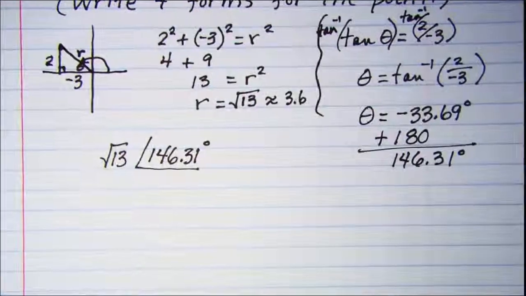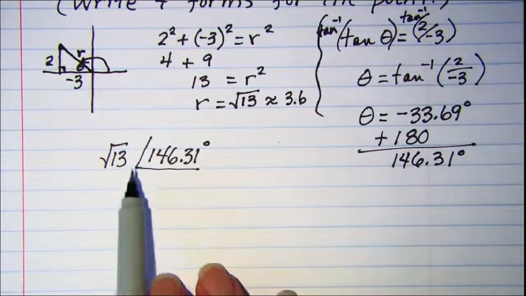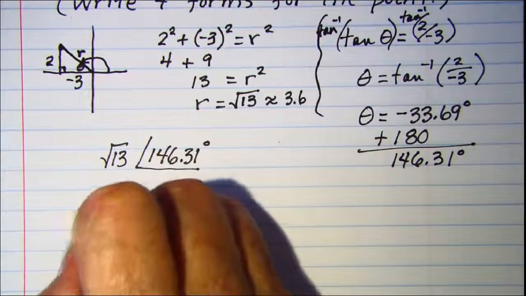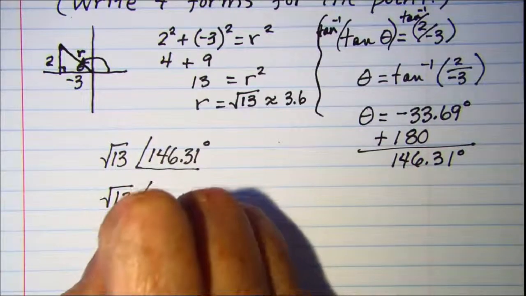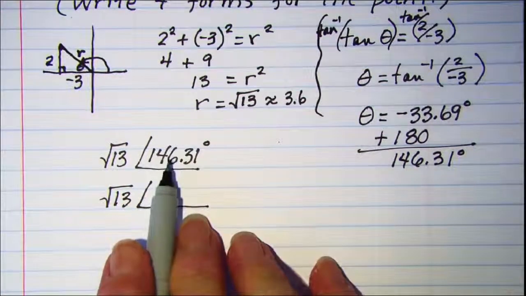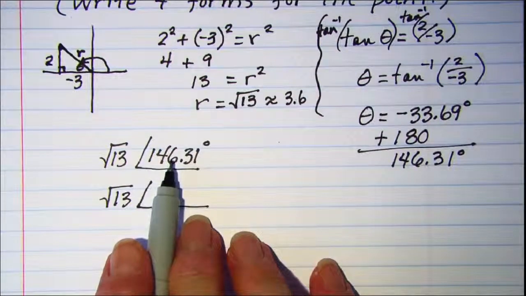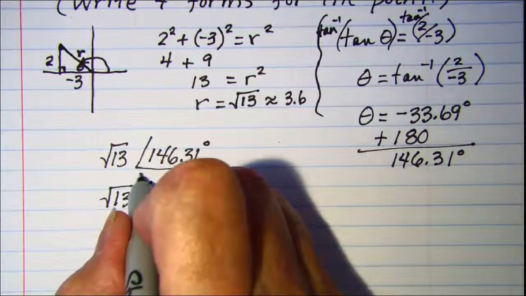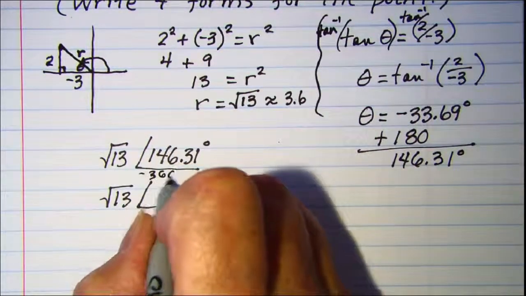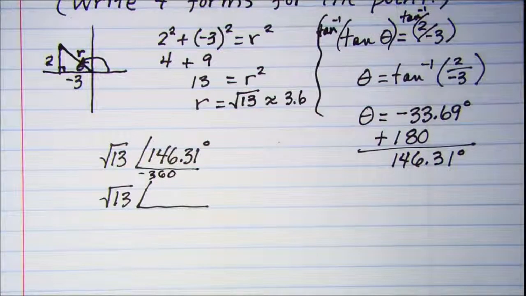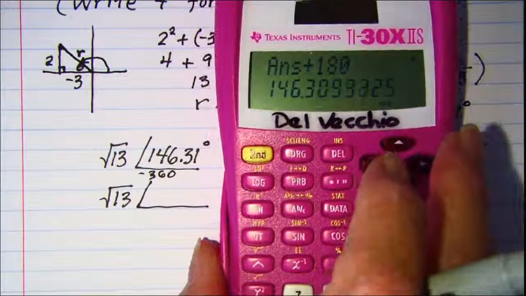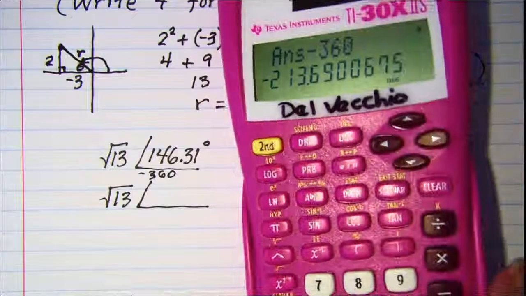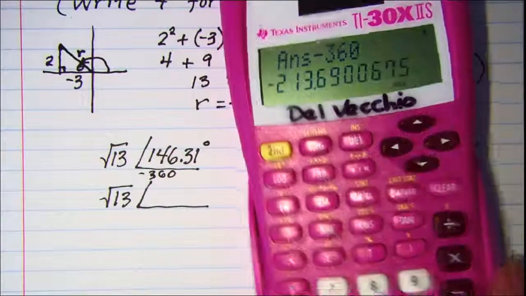Now we're asked to give 4 forms. So if we keep the square root of 13 positive, but change this angle to an equivalent angle, which has a negative measure, I can do that by subtracting 360. 360 is a complete revolution. So negative 213.69.